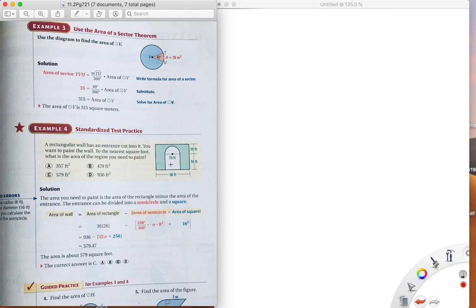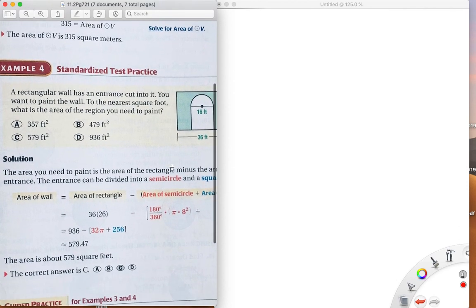And since it's a semicircle, something that the book does that I don't agree with is it does the proportion and says 180 over 360. Since we know it's a semicircle, we could just say that that's 1/2. So instead of saying 180 over 360, we'll say 1/2.